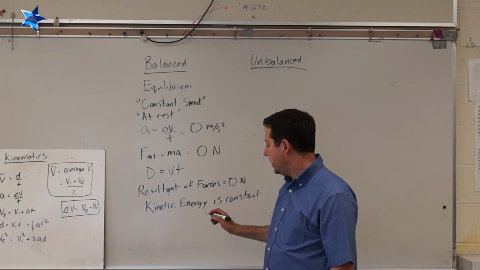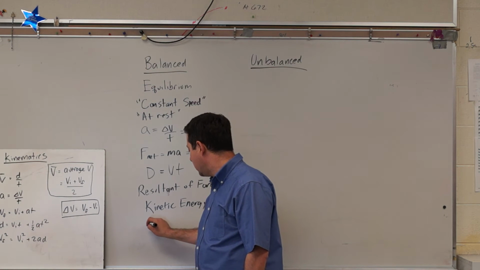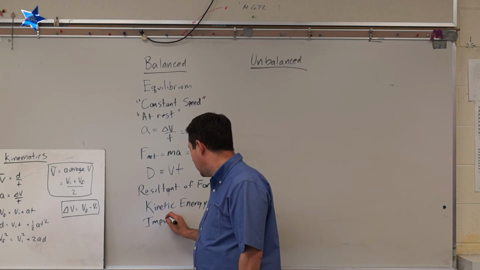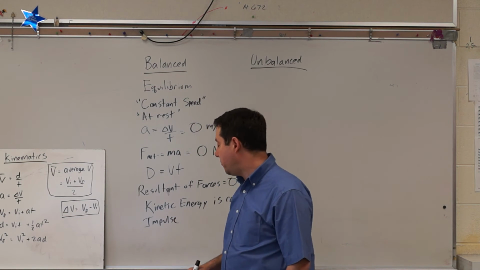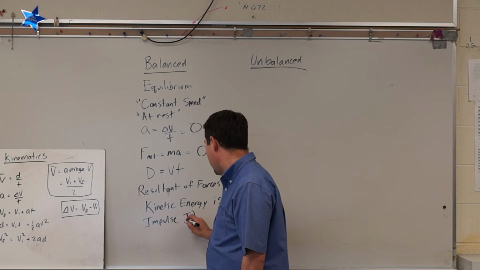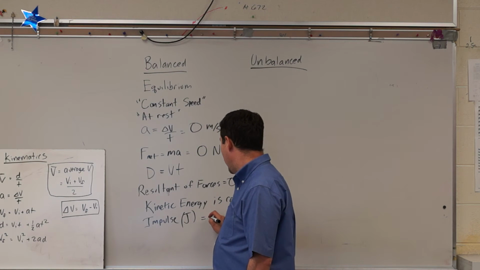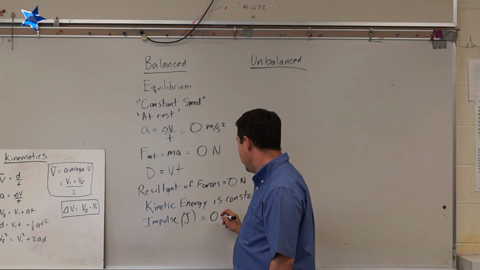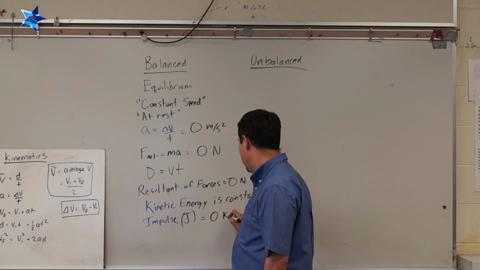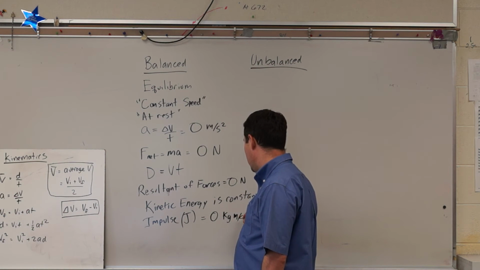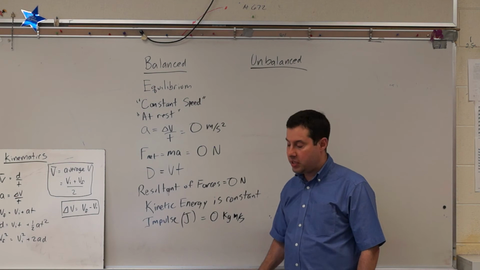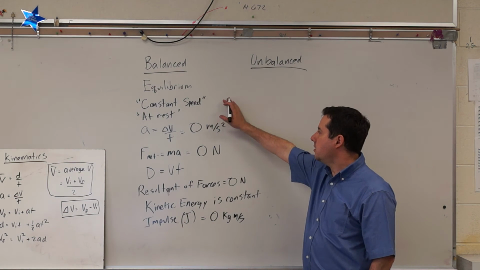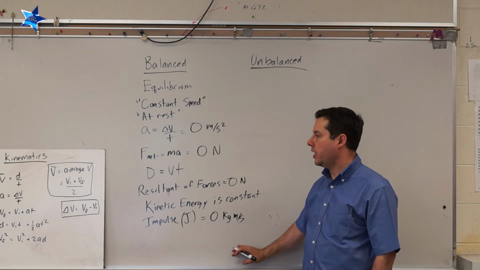Something else that is going to be impulse. Now, impulse depends on force. It goes by the letter J. We're not going to get to this for a while, but it depends on force, so therefore, because it depends on force, your impulse is going to be zero, and that has units of kilogram meters per second. So several things, once you figure out your constant speed, several other things fall into place as well.